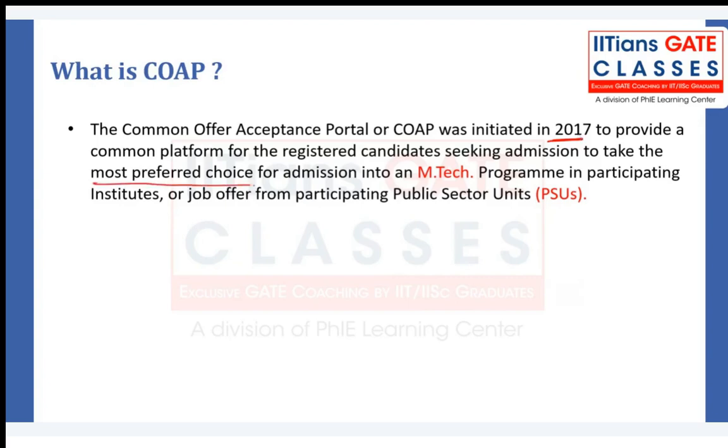Okay, so whatever your choice will be for different institutes, right? Suppose you want to get into IISc Bangalore or IIT Bombay, and what specialization you're going to take. You can register, you can fill in all your choices, and according to the GATE score, you will be assigned your preferred choice. So you can use this COAP, Common Offer Acceptance Portal, for MTech, or you can also use it for PSU, right? Program in a participating institute, or job offer from participating public sector units.